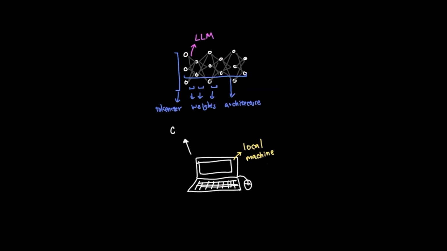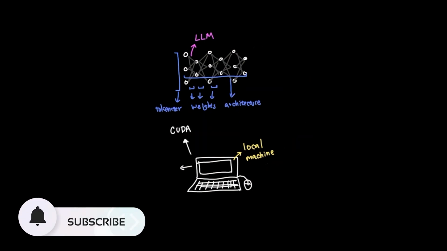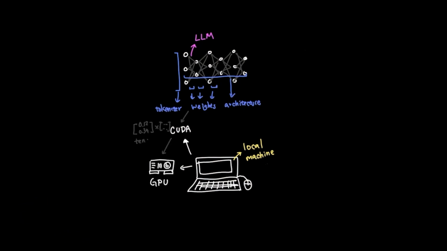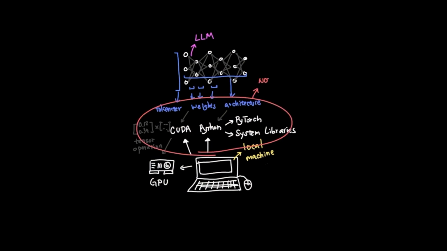Typically, you'll need to make sure that you have the correct CUDA version that allows the LLM to access your GPU to make sure that your tensor operations are properly parallelized for faster inference. You also need to consider that your Python version is compatible with the LLM's architecture. And more importantly, all the libraries and dependencies like PyTorch and system libraries are all up to date. You soon realize that running an LLM is not as streamlined as you might have expected.